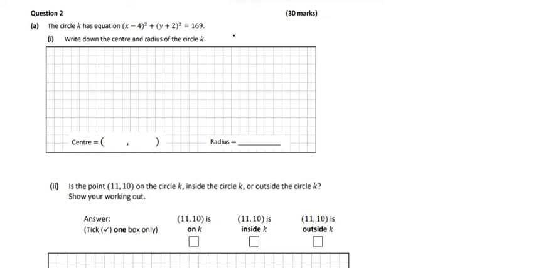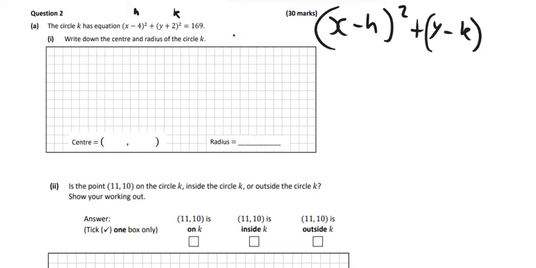For the center, what you have to look at are these parts here, h and k, but you have to change the signs because the formula is always (x minus h) squared plus (y minus k) squared equals r squared. So the minus h here, you have to change the sign. So it's going to be positive 4 and then negative 2. So (4, -2) is the center there.